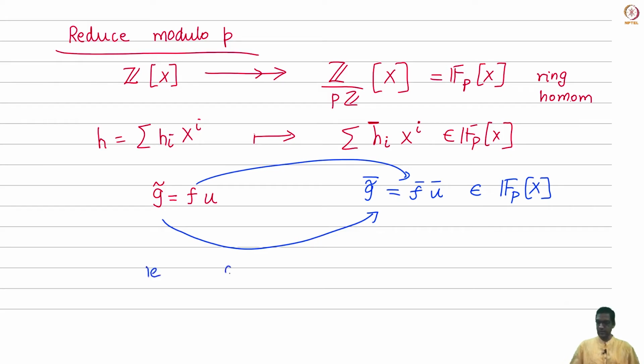This just means that if I take the polynomial g tilde, which was just g of x to the power p, and reduce it modulo p, then that gives me f of x bar times u of x bar. But what is this g of x to the power p bar? That's the thing we want to understand. Observe, what is g of x to the power p? The bar means, let's say g looks like the sum of g_i x to the power i, then first I have to replace x by x to the power p.